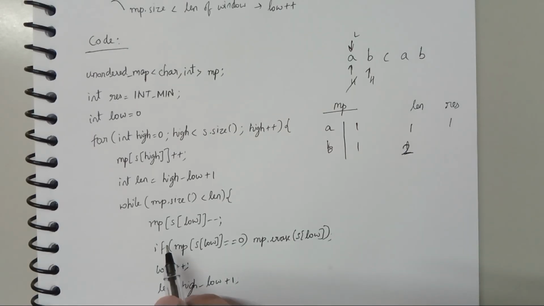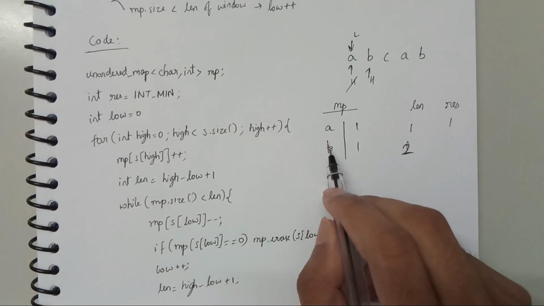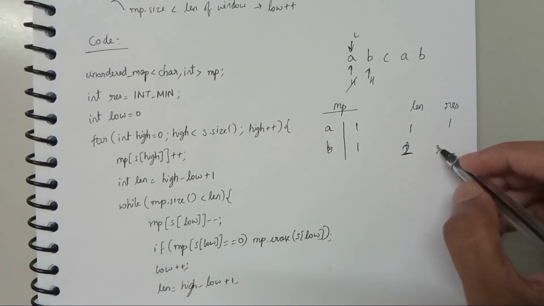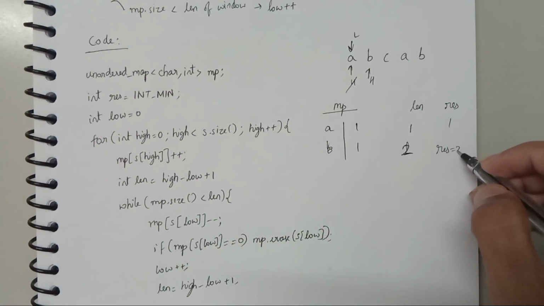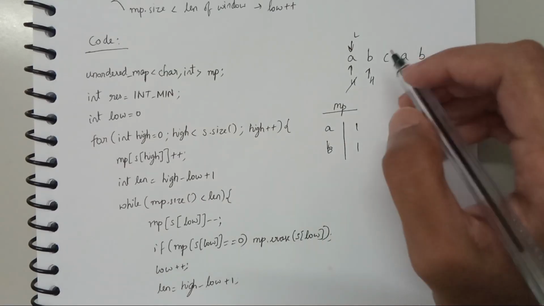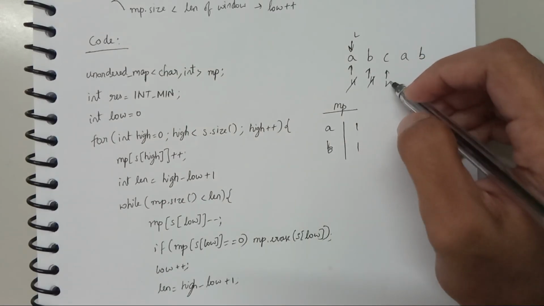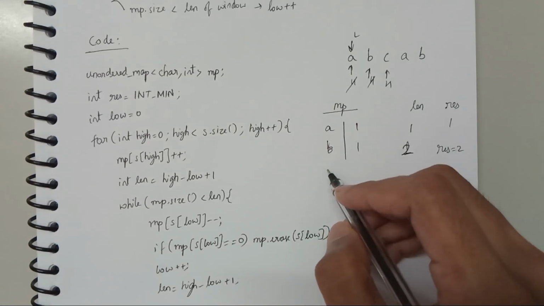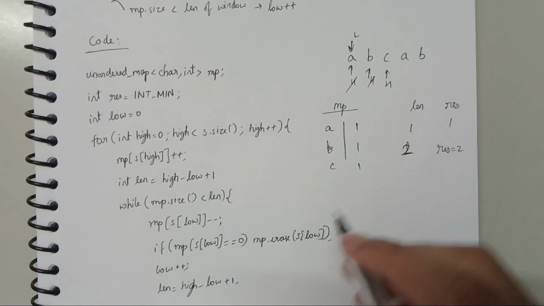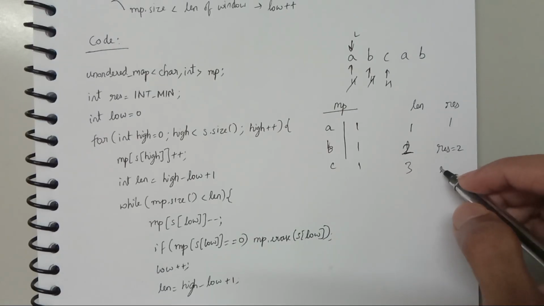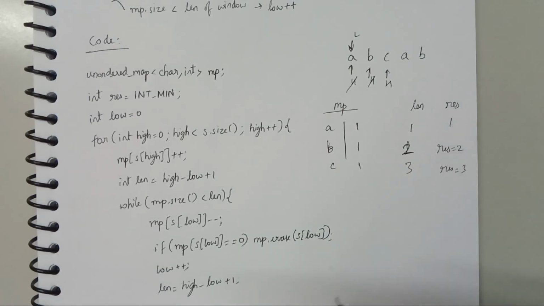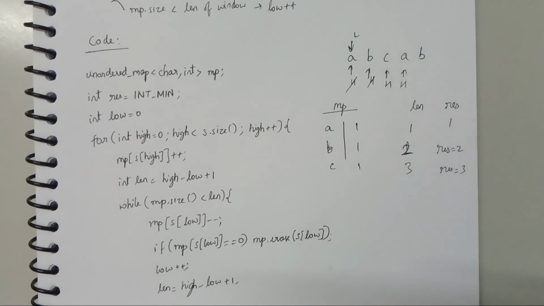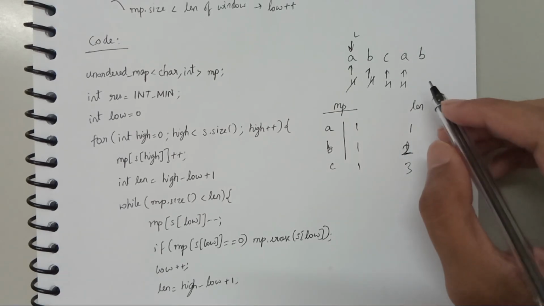Now again mp dot size is 2, 2 is not less than 2, so we just update the result to 2. Now again high will be shifted, so now again we update the hash map, c is 1, again the length will be 3, so result will be 3. Again we update the hash map, wait, first we increase the high, and then we update.